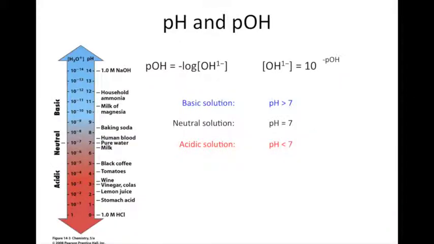So much as we express the concentration of hydronium ion as a pH, we can also express the concentration of hydroxide ion in a solution as what we call a pOH. Well, if the pH is the negative log of hydronium, then the pOH is the negative log of the hydroxide ion concentration. We can also, if we know the pOH in a solution, calculate the hydroxide ion concentration in that solution by taking 10 to the negative pOH.